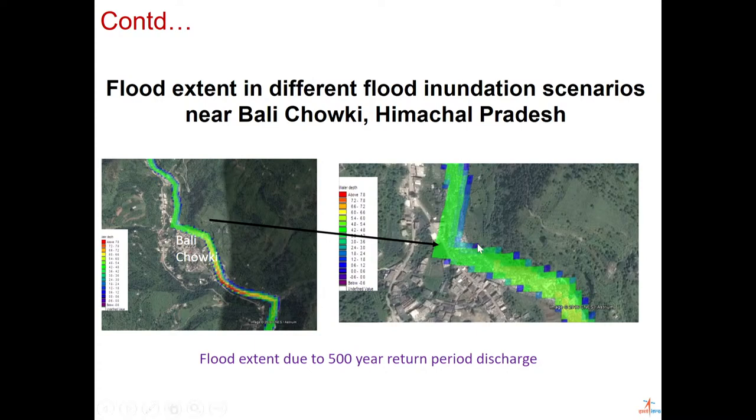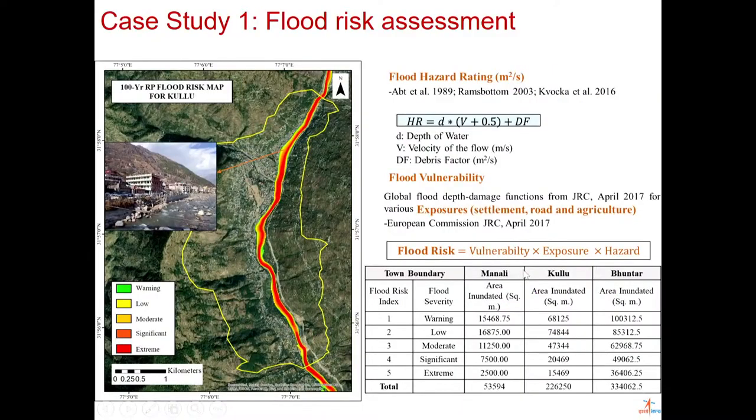After this, through this complete case study, we tried to understand how this hydrodynamic model is generated, what the challenges in the input data set are, and how outputs can be generated. Now next we are going to talk about the different case studies that we have done, a number of case studies.